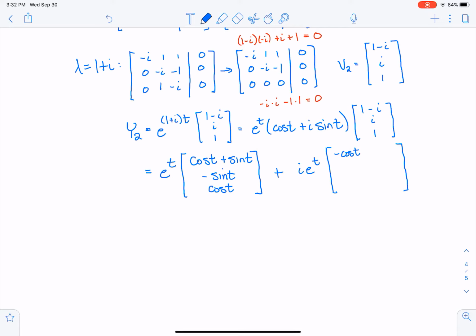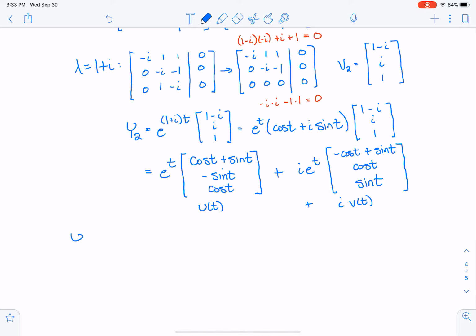We're going to have that i sine t gets multiplied by 1. So that's plus sine t. Cosine t gets multiplied by the i in the second row. So that gives me a cosine t. And then finally, for the third row, I have an i sine t times 1. So that gives me a sine t. And so we will call this one u of t, and we will call this one v of t, so plus, say, i times v of t. And those will be my other two linearly independent solutions.